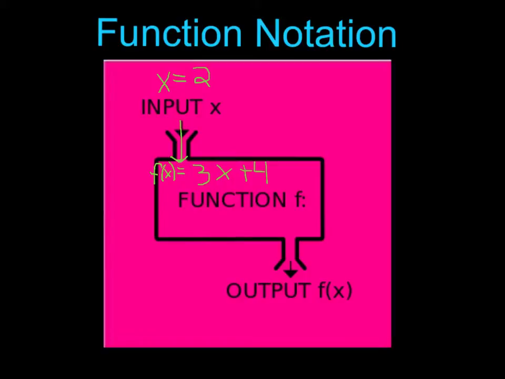And really all you're doing is plugging in for x. And then you'll get your output, which is f of x, which is the same thing as y. 3 times 2 is 6, and 6 plus 4 is 10. Input values into the function to get your output values.